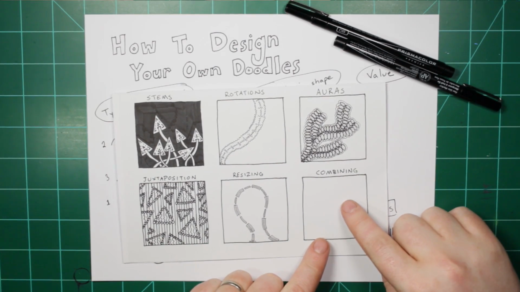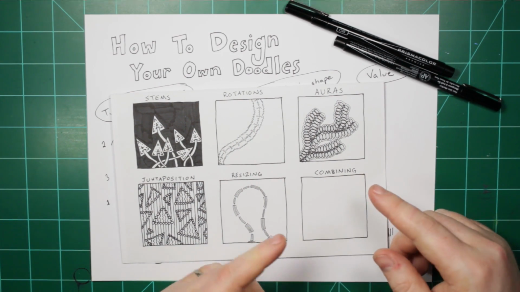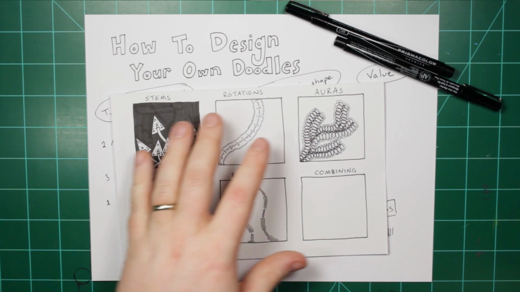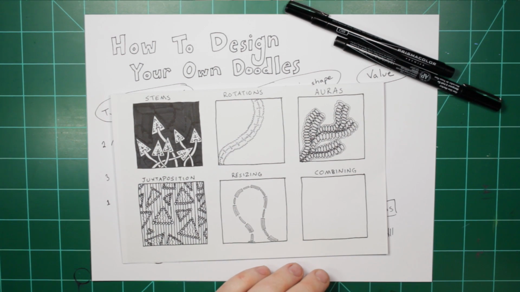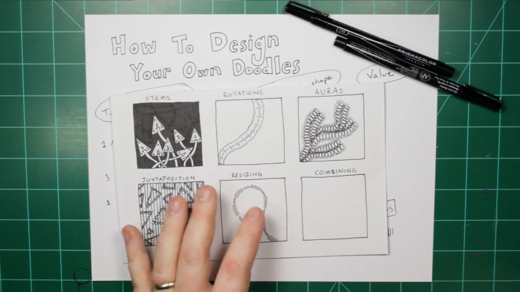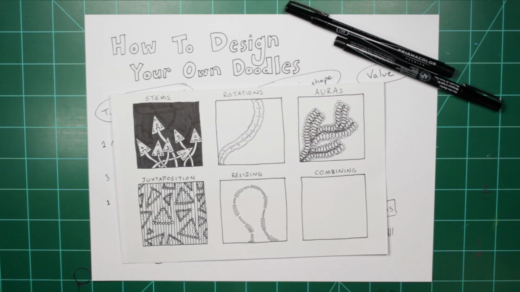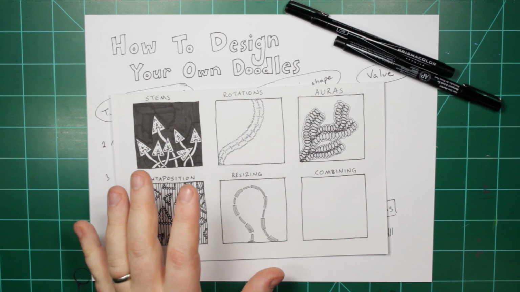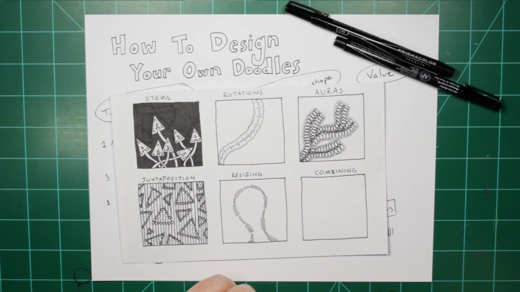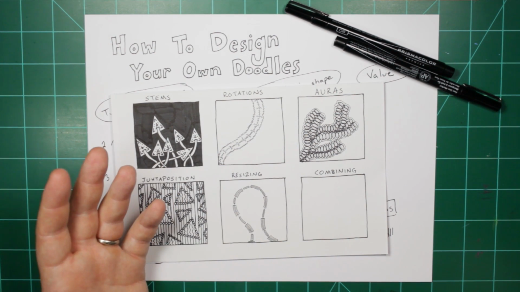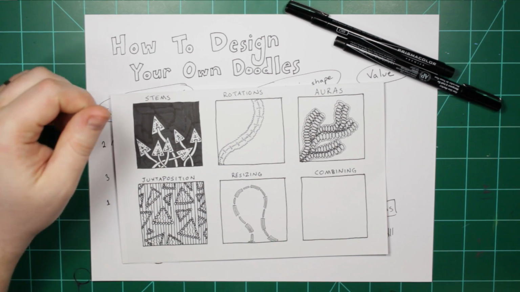And for this last pattern, combining is just what it sounds like. We're going to combine several of these other tools. Now, we can pick and choose which ones we want to combine in advance, or we can just let them kind of come to us as we go. Again, there's no wrong way to make Zentangles, but if you're into planning, or just for the sake of being able to explain what I'm doing as I go, I'm going to make a plan.